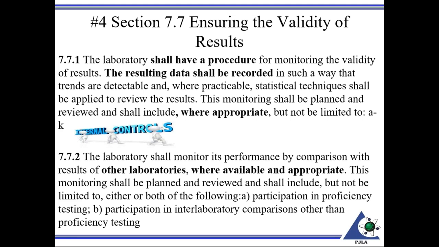All right, as opposed to 7.7.2, and then we see the word shall. The laboratory shall monitor its performance by comparison with results of other laboratories. And we have that bolded there. We're going to expand on this a little bit more in this presentation. Where available and appropriate, this monitoring shall be planned and reviewed and shall include, but not be limited to, either or both of the following: participation in proficiency testing, i.e. third-party testing, or participation in inter-laboratory comparison. So in other words, and this is when the standard was revised, this is a new requirement that wasn't in there in 2005. You have to compare your results to results outside of your organization, where available and appropriate.